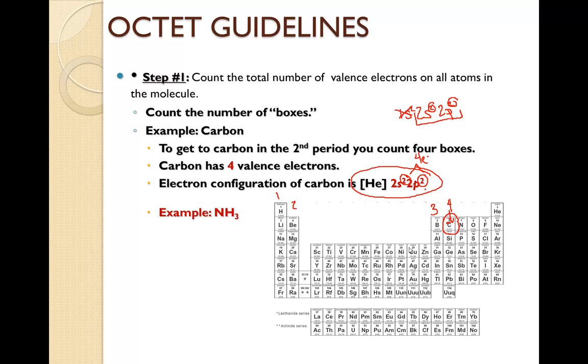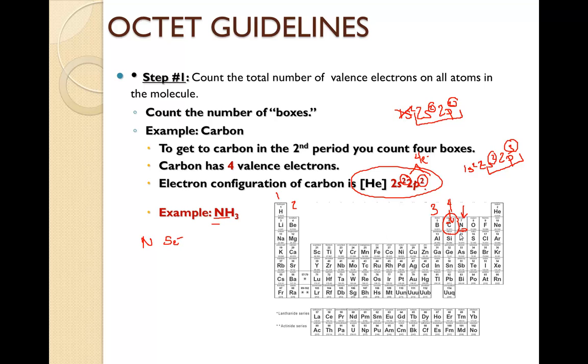Let's try that again, but let's try it with NH3. N is right here. It's in the 5th row. So that means nitrogen has 5 electrons. Just to show you how that was done: 1s2, 2s2. That's 4. I need 3 more, so 2p3. 2 plus 3 is 5, and it's in the 5th row. So I can go ahead and do the shortcut if I want.